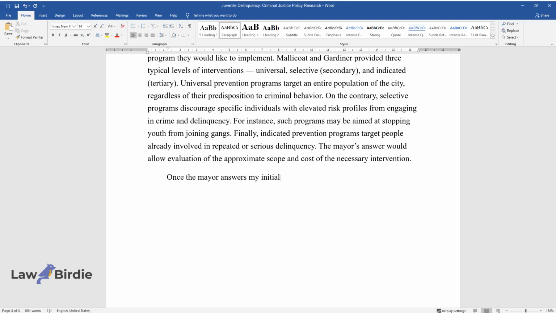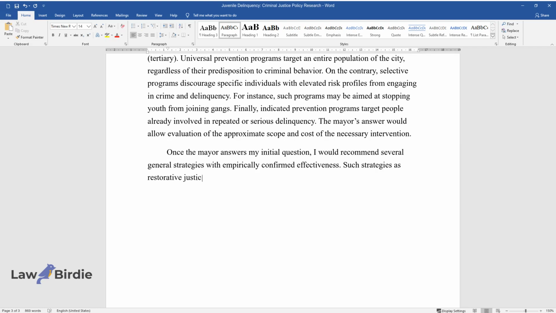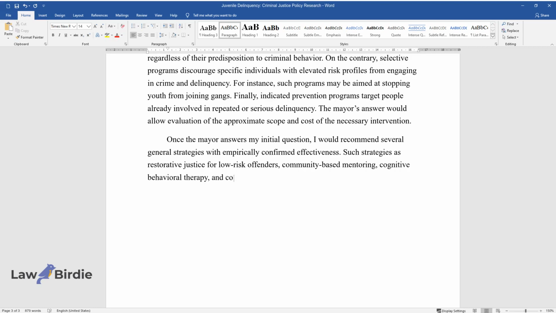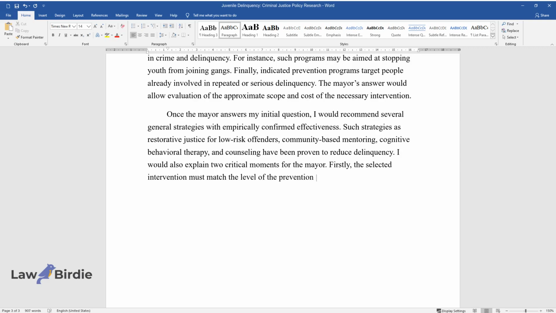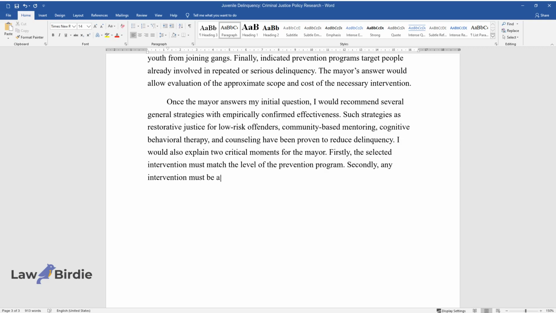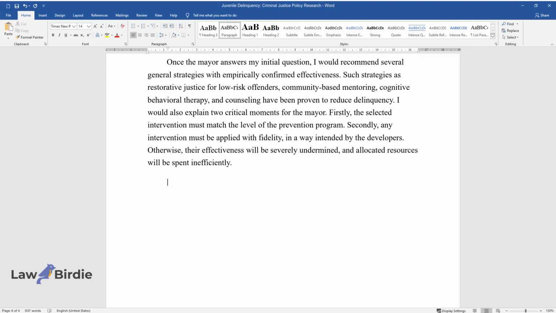Once the mayor answers my initial question, I would recommend several general strategies with empirically confirmed effectiveness. Such strategies as restorative justice for low-risk offenders, community-based mentoring, cognitive behavioral therapy, and counseling have been proven to reduce delinquency. I would also explain 2 critical moments for the mayor. Firstly, the selected intervention must match the level of the prevention program. Secondly, any intervention must be applied with fidelity, in a way intended by the developers. Otherwise, their effectiveness will be severely undermined, and allocated resources will be spent inefficiently.